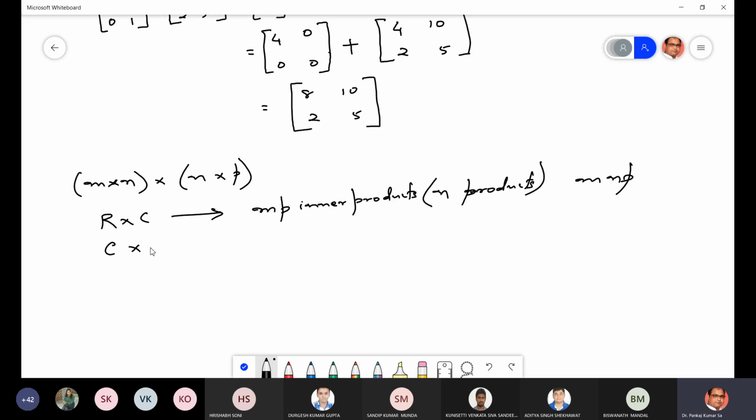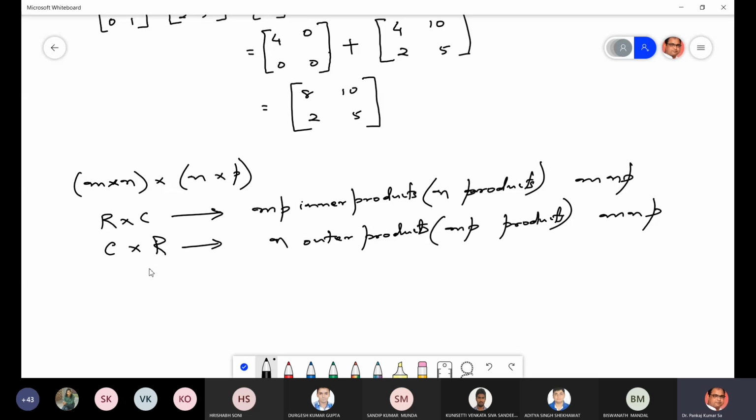Whereas if it is column times row, this is actually N outer products, and in each outer product you have M P products. So again it is M N P. So cost wise both are the same. There is no difference between them.